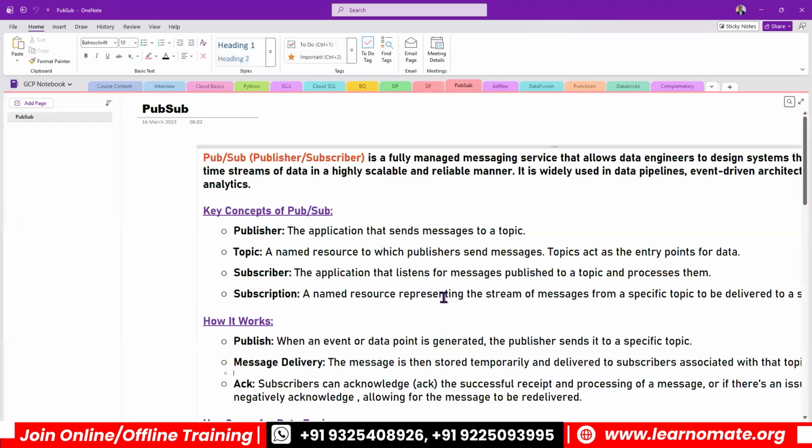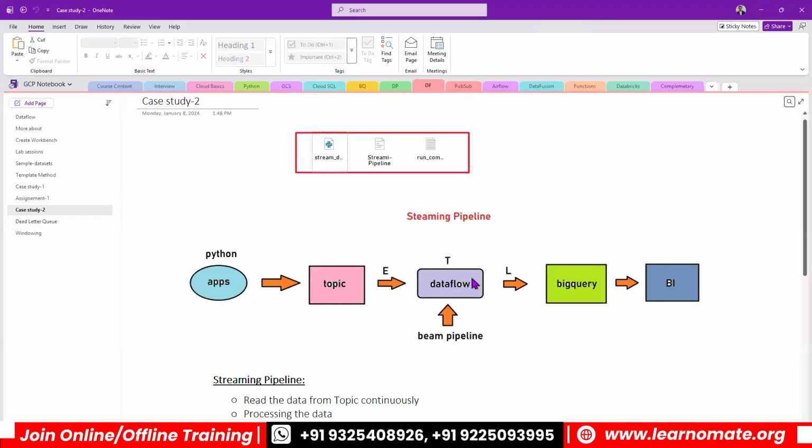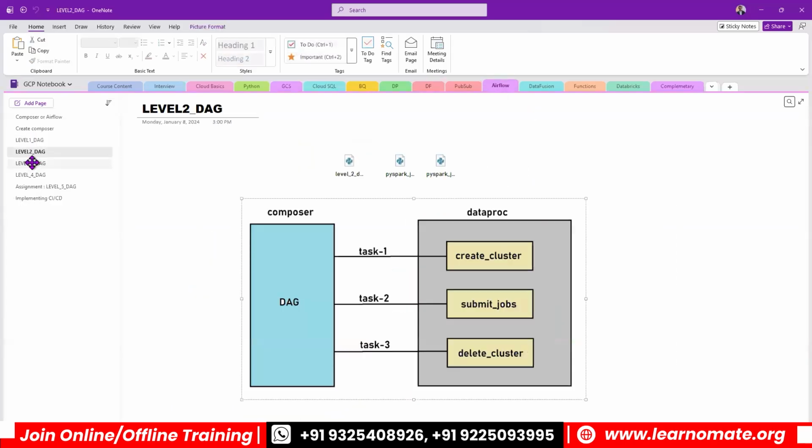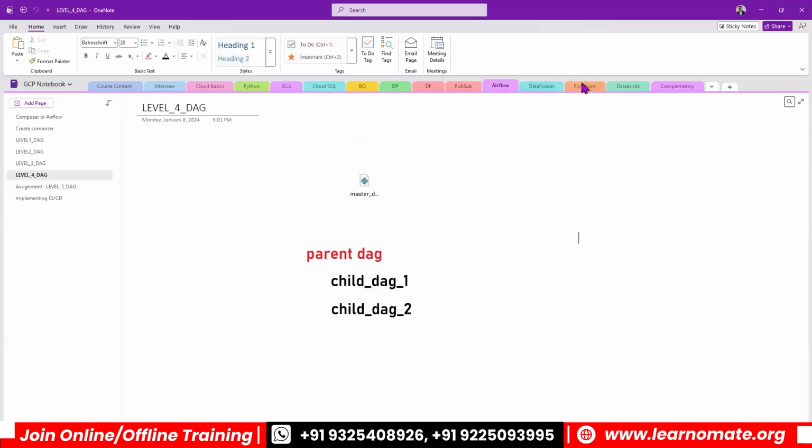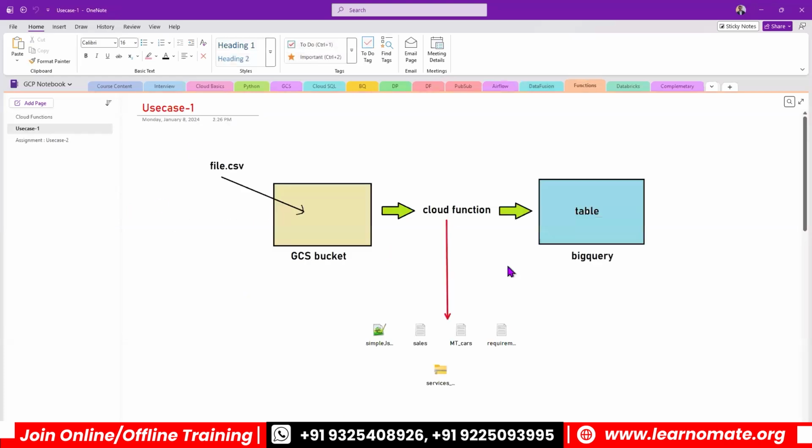And Pub/Sub, we are going to have a Pub/Sub streaming case here. A streaming pipeline we are going to cover here. Streaming pipeline with Pub/Sub topic. And Airflow, level 1 DAG, level 2 DAG, level 3 DAG, level 4 DAG. And Cloud Functions, one use case I told you, use case 1.